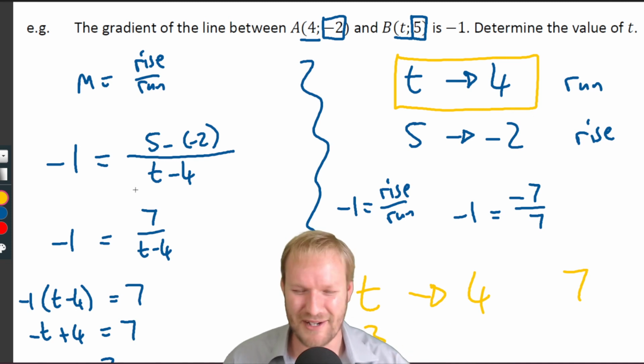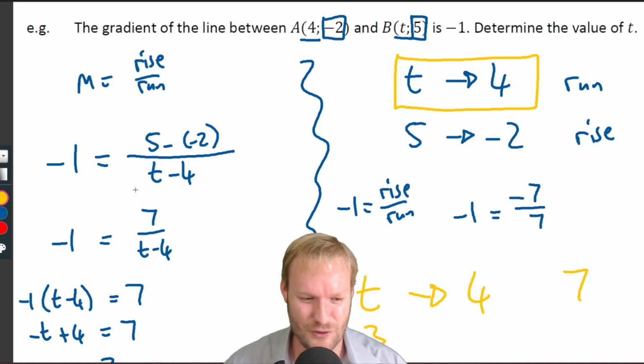Okay, so that's it for the gradient formula. And in the last and final video in this part, we'll look at two examples with some concepts of parallel, horizontal and vertical lines, those types of things. So I'll see you then.